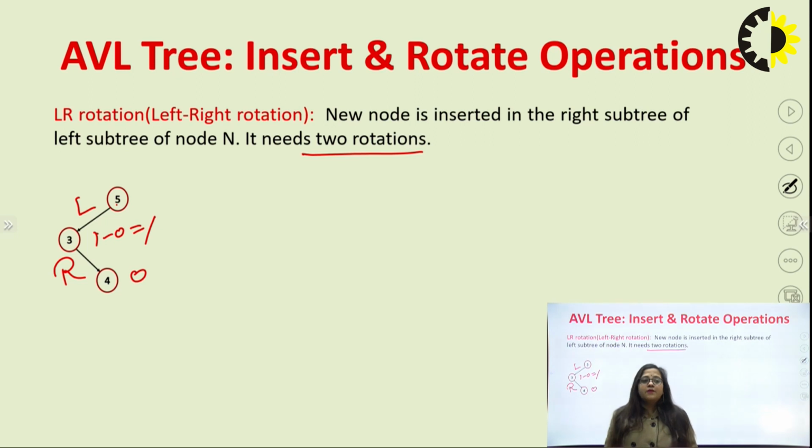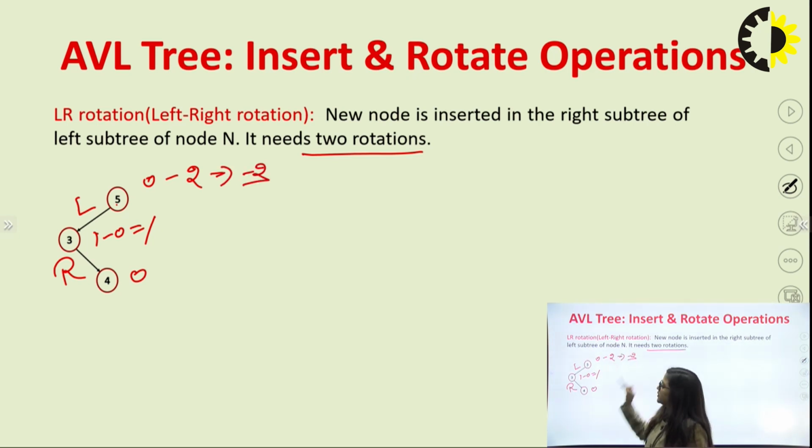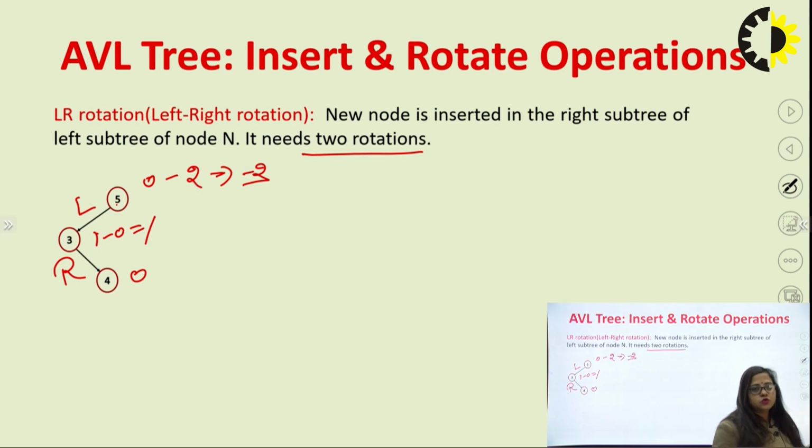Now the next number is 5. How many heights? 1 and 1, that is 2. Now check: right side has no child, so 0 minus left, which is 2. So minus 2, it is not a balanced BST. We need rotation here because minus 2 is not an acceptable balance factor. The balance factor value must be 0, 1 or minus 1, but here minus 2 has come. So we need to rotate, and it needs 2 rotations.